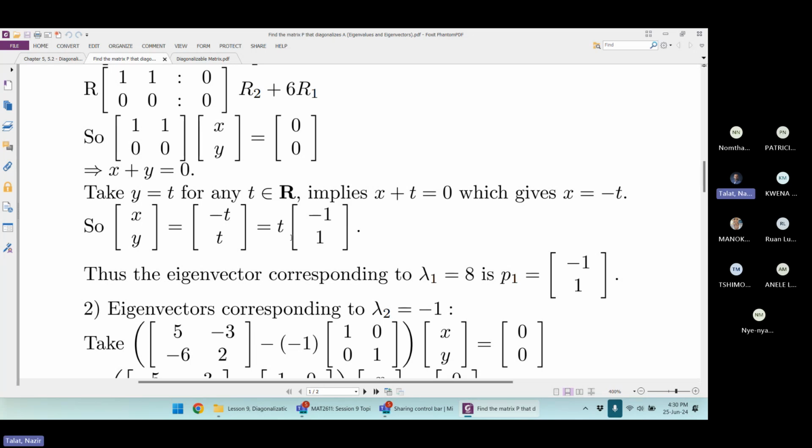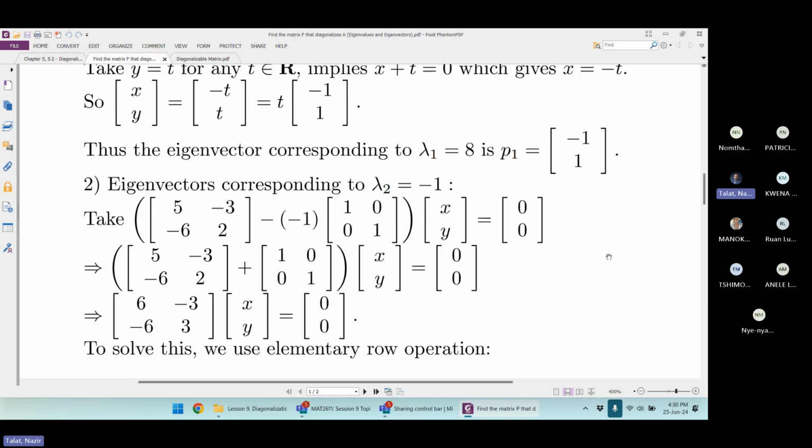It means it will give us an eigenvector. So the corresponding eigenvector is (minus 1, 1). It means lambda 1 is equal to 8, and its eigenvector is p1, which is (minus 1, 1).